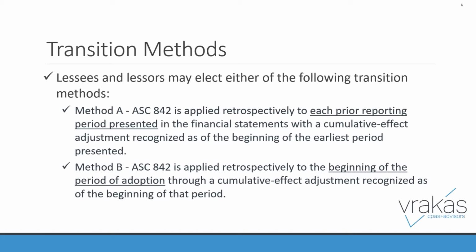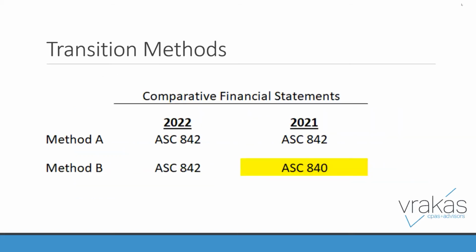Method B would be that you would only apply it beginning in the period in which you adopted it. So you would show the 2022 column with adopting ASC 842, the new lease standard, and you would not have to go back and restate 2021 for the new standard. You would still keep ASC 840, our existing model. So this is kind of what it would look like. Method A, both columns would be under ASC 842, and under method B, your prior year or before you adopted the standard would still be under the old standard.